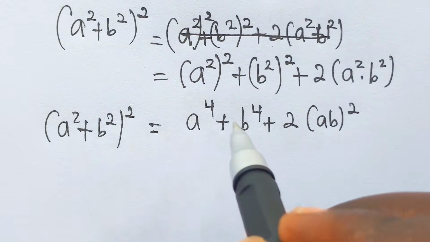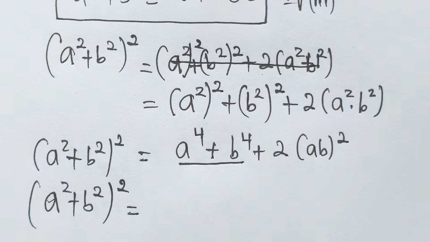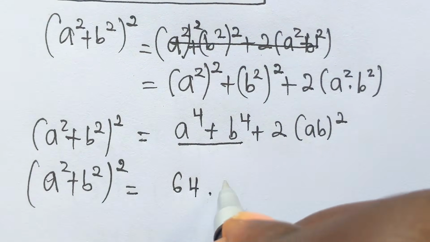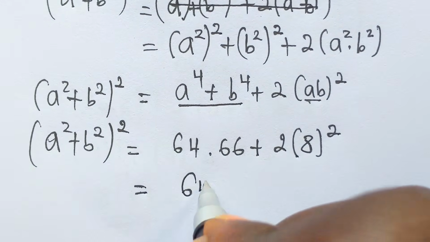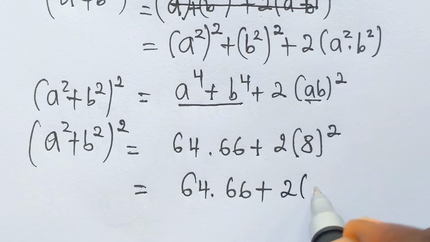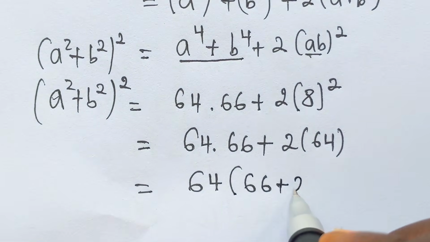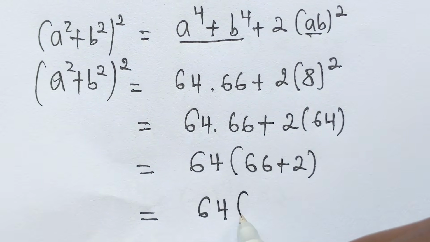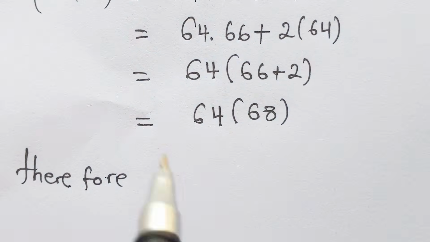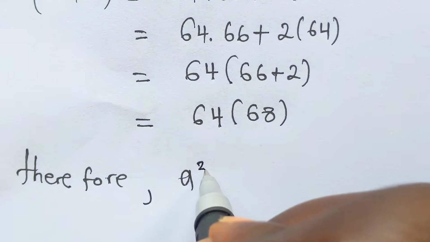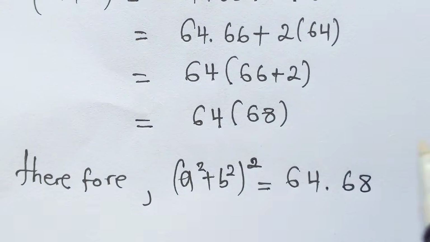At this stage we know that we have this one, so a squared plus b squared, then squared, will be 64 times 66 plus 2 times this one, which is equal to 8 squared, and this will be 64 times 66 plus 2 times 64. And at this stage we can factorize 64 to get 66 plus 2, which is equal to 64 times 68. Therefore a squared plus b squared, then squared, will be 64 times 68.